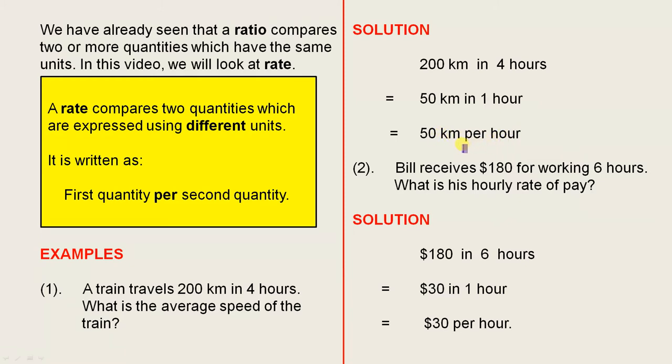We normally use the word per. And you can see the two different measurements or the units. One is kilometers and one is hours. So we have distance and time. And that's where we get our rate.